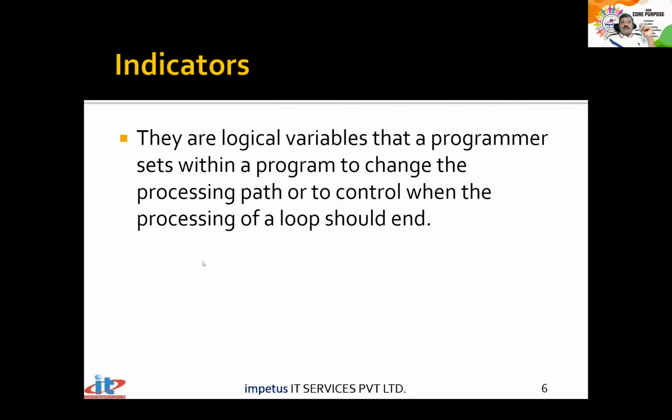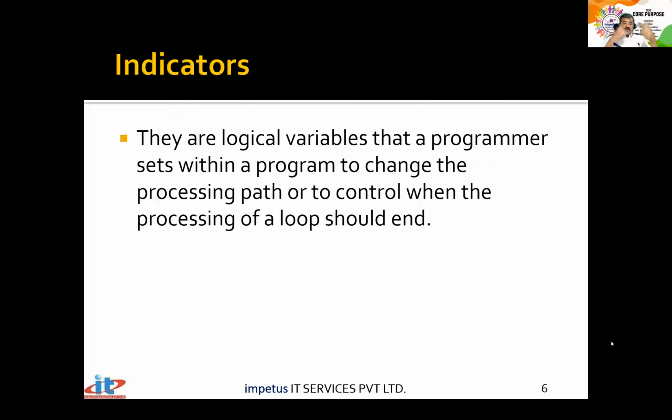Today, we are going to use a concept called indicators. They are logical variables that the programmer sets in the program to change the processing path or to control when the processing of the loop should end. We call them loop control variables. These indicators indicate when the loop should stop. Remember, in flow algorithms, we said earlier, every program should stop somewhere. It should not happen that the program just keeps on running infinitely. That should never happen. So every program has to stop. It should give an answer at some point of time.